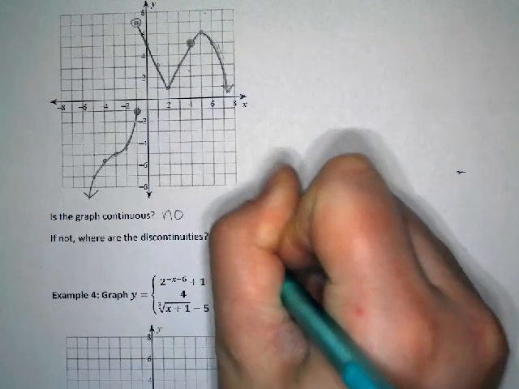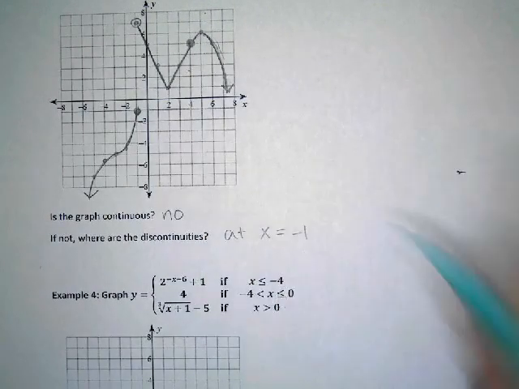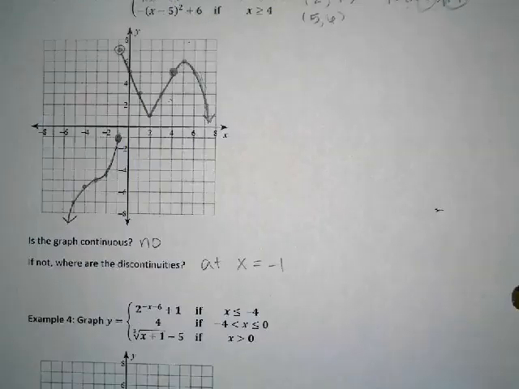+4 was really trying to make the graph continuous, but -1 ruined it for everybody. Okay, let's try the next one.